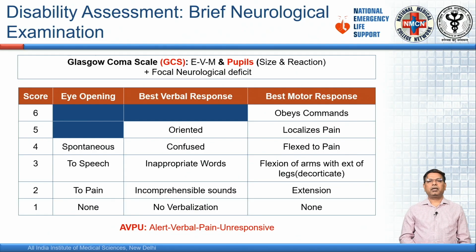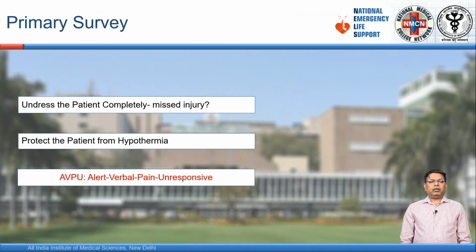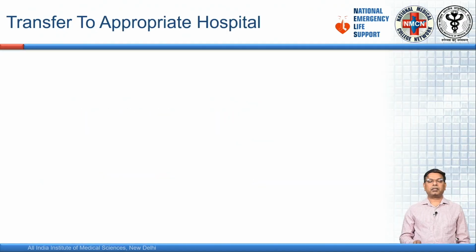So apart from GCS, we go for checking the pupil for size and reaction and looking for any focal neurological deficit present, yes or no. So this is how we assess the D part or disability part. So it is very important to undress the patient, so expose the patient so that you should not be missing any injury, and at the same time protecting the patient from hypothermia. And must remember that dignity is very important to maintain. So must be taking care of the patient privacy at the same time. And remember, the AVPU is a very simple way to assess the disability part.